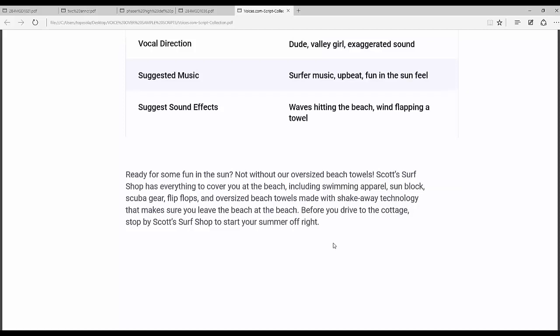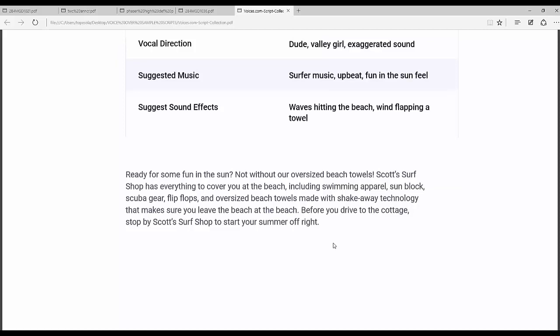Ready for some fun in the sun? Not without our oversized beach towels. Scott's Soft Shop has everything to cover you at the beach, including swimming apparel, sunblock, scuba gear, flip-flops, and oversized beach towels made with shakeaway technology that makes sure you leave the beach at the beach. Before you drive to the cottage, stop by Scott's Soft Shop to start your summer off right.